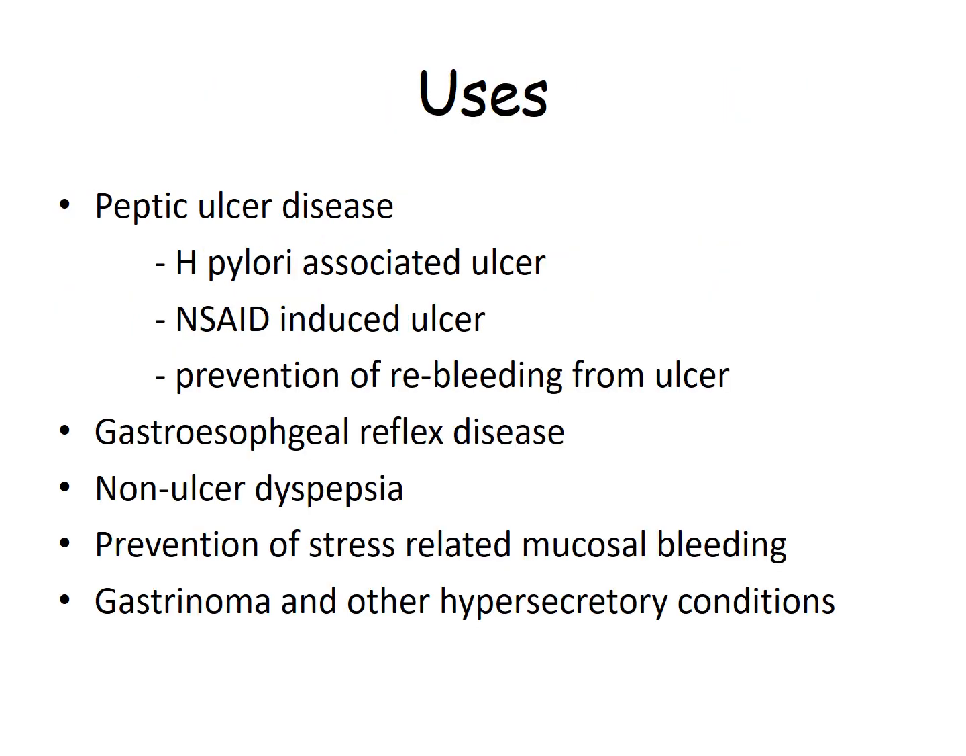Uses of proton pump inhibitors: peptic ulcer diseases, H. pylori associated ulcer, NSAID induced ulcer, prevention of rebleeding from ulcer, gastroesophageal reflux disease, non-ulcer dyspepsia, prevention of stress-related mucosal bleeding, gastrinoma and other hypersecretory conditions.